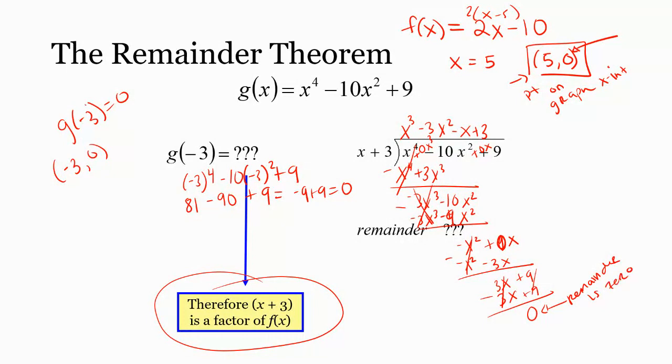So really, you've been doing this. This is just slapping a name on something you know, is really what's happening here. Therefore, again, x plus 3 is a factor, and x equals negative 3 is a solution.